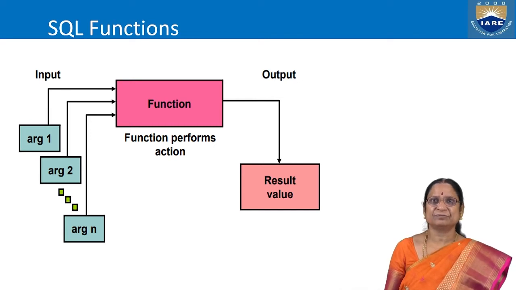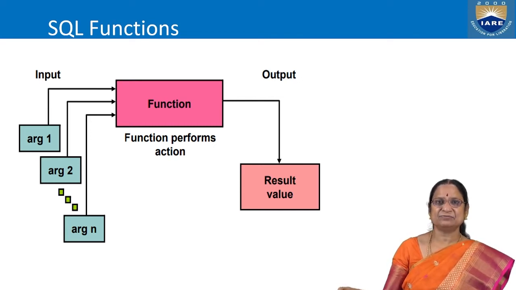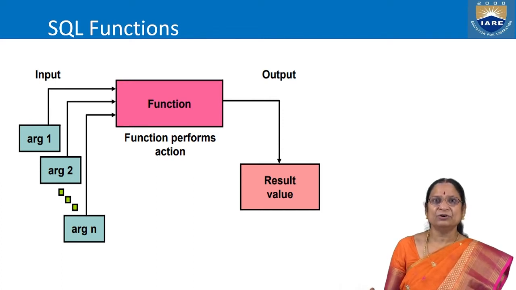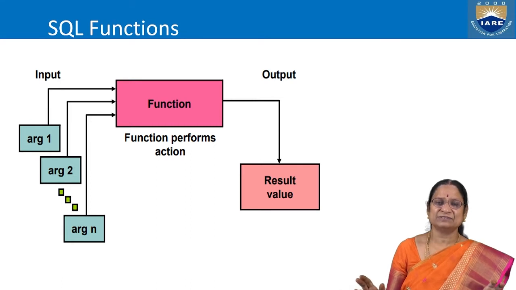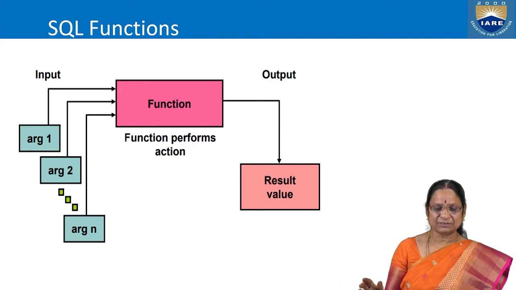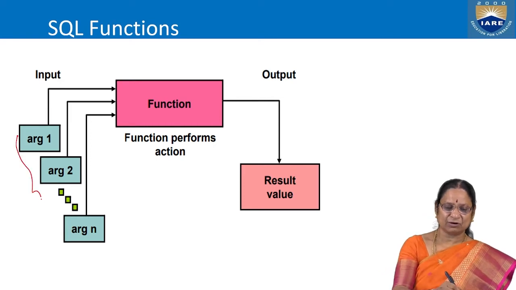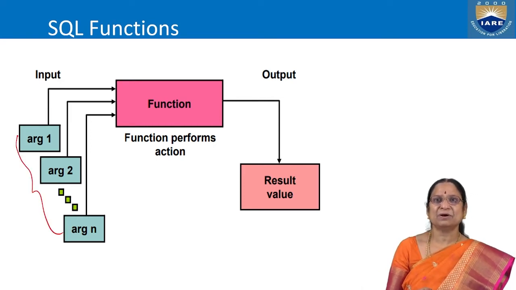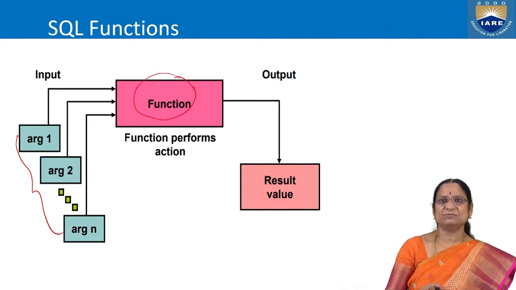A function performs some action, and if you provide some arguments, there will be a function definition and a function call. Those who have some idea about a programming language are aware of how functions are created, how they are invoked, and how arguments are passed. In brief, a function performs an action. To get that action, some arguments are passed as input: argument 1, argument 2, up to argument n, depending upon the function type. The actions are performed within the function which is already written.